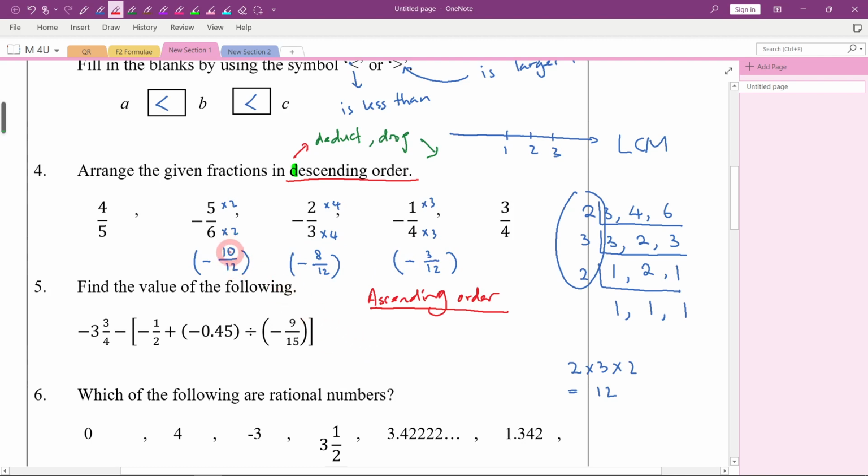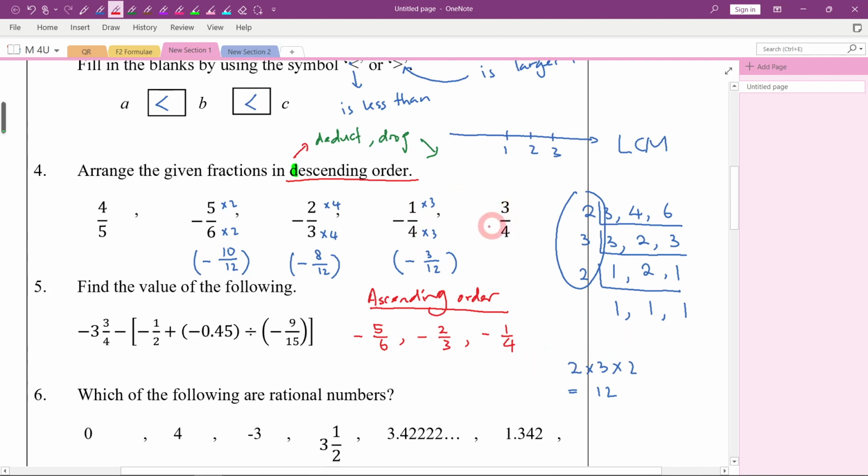But you don't write negative 10 over 12. We need to write this one: negative 5 over 6. Smallest. So this one is a little bit bigger. Don't write this, write this one: negative 2 over 3. And the largest among these three will be negative 3 over 12. Don't write this one, write this one: negative 1 over 4. Okay.